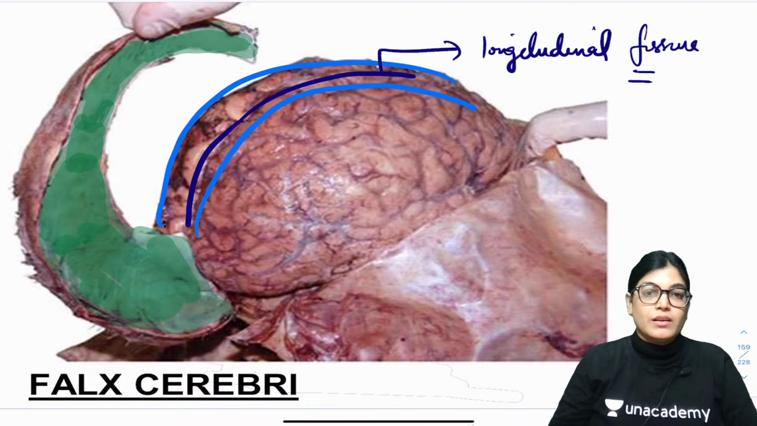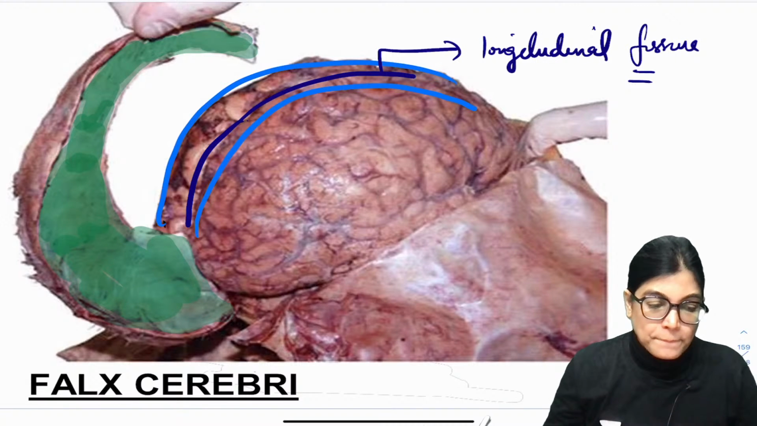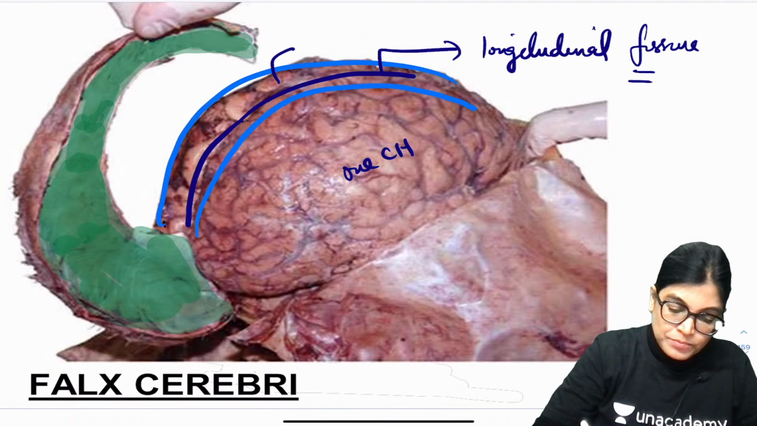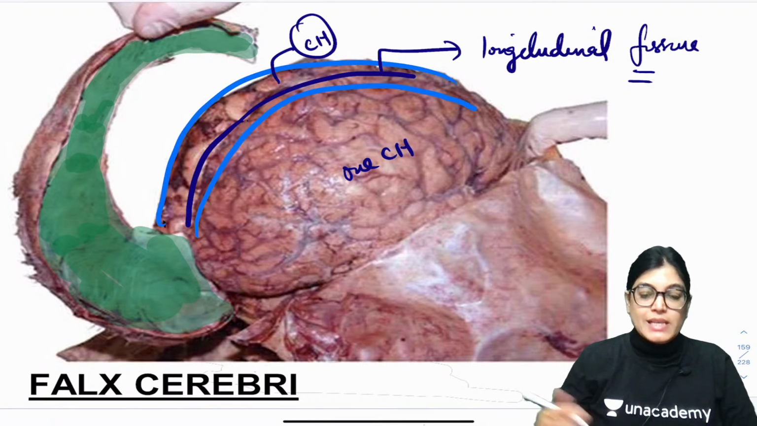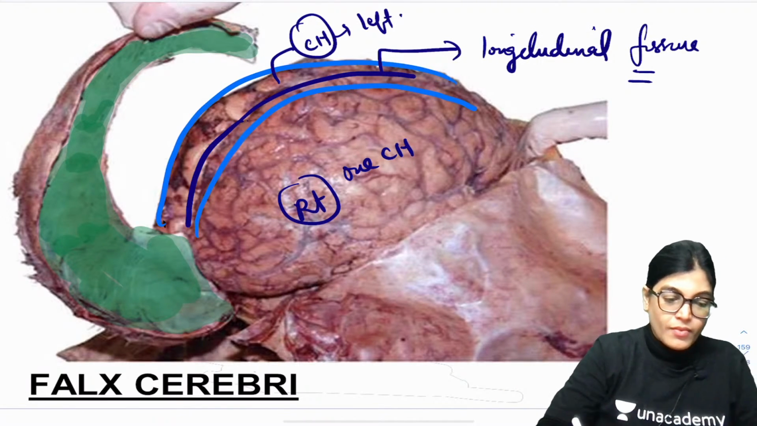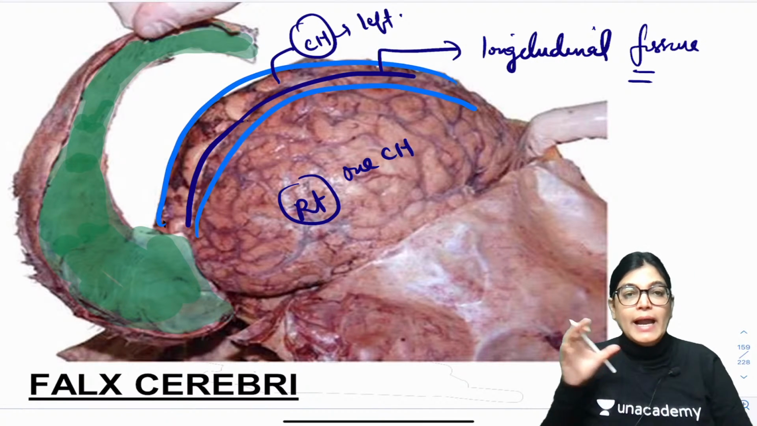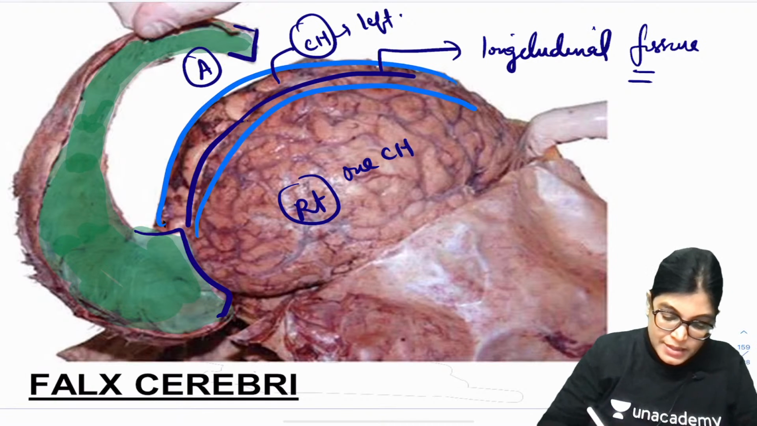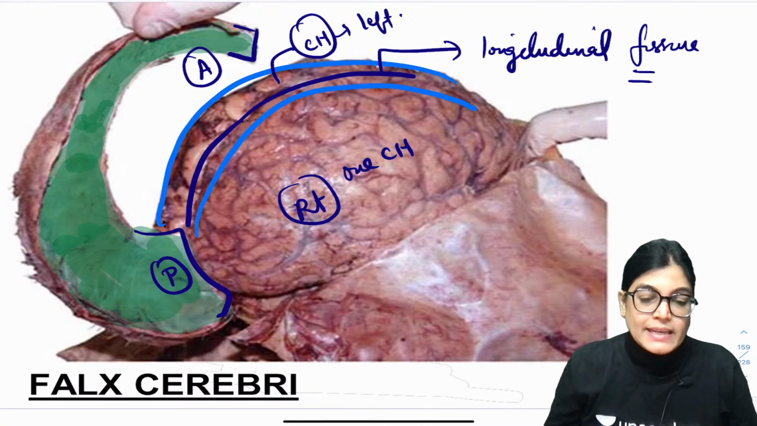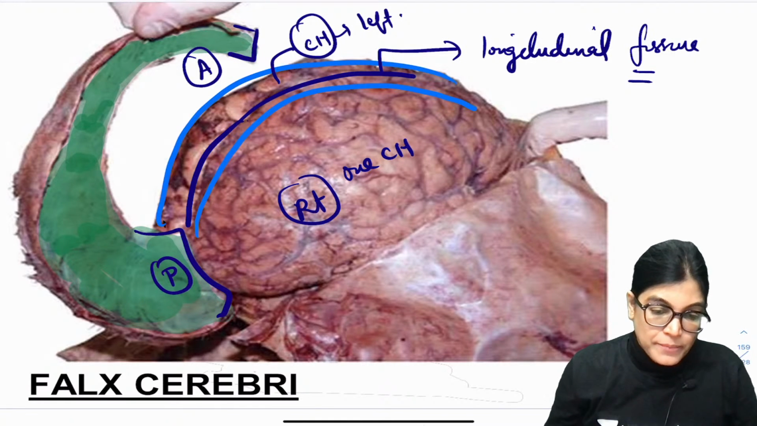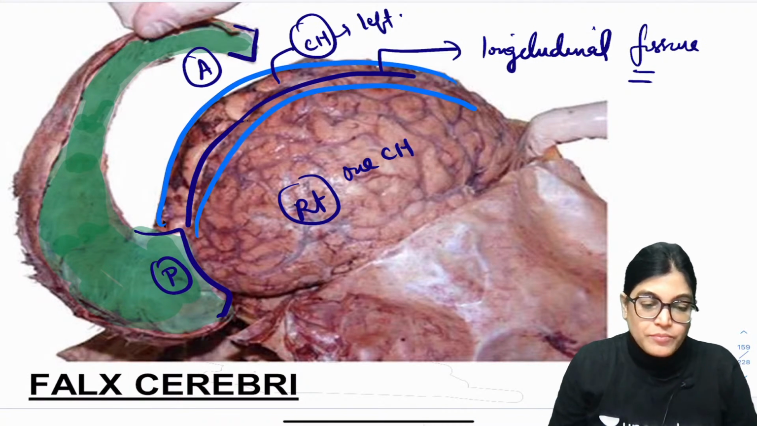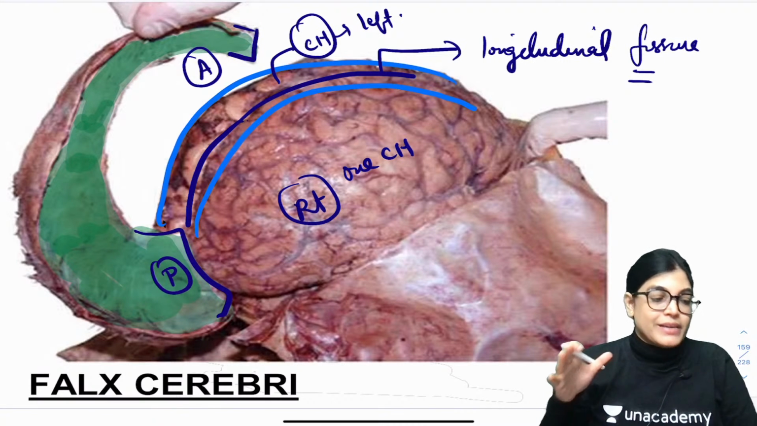What dips inside? The falx cerebri, which is lying between the two cerebral hemispheres, the right and the left side. You can appreciate this is the narrow anterior end, and this is the posterior end. A for anterior and P for posterior. The narrow anterior end of the falx cerebri is attached to a bony prominence lying inside the cranial cavity anteriorly, which is called the crista galli. And posteriorly, the posterior end of the falx cerebri will rest over the tentorium cerebelli.